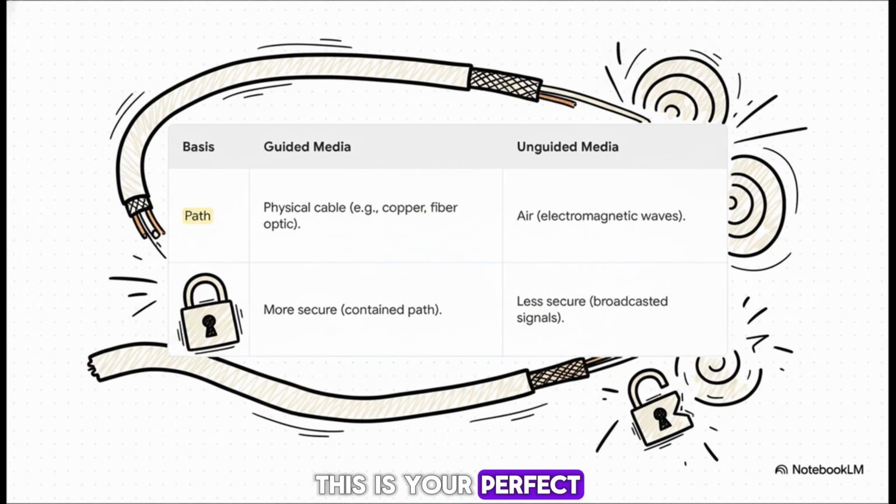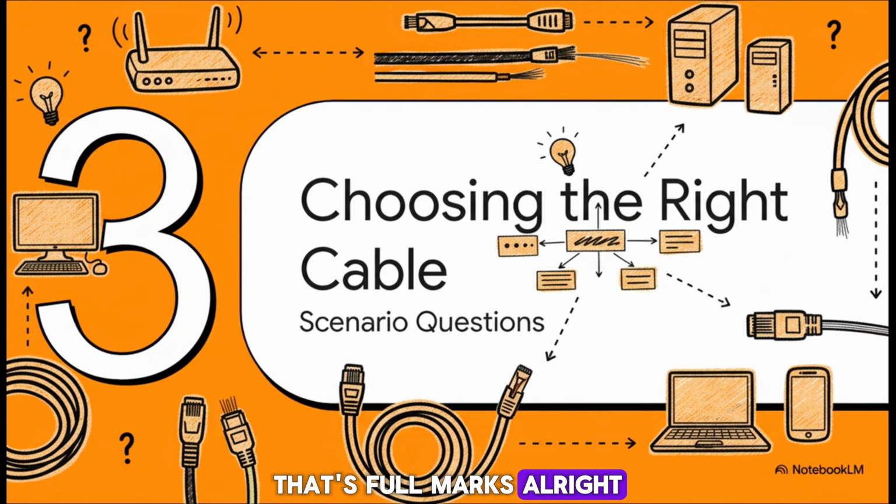Okay, and here it is. This is your perfect two-mark answer, laid out plain and simple. Point 1, guided media uses a physical path, like a cable. Unguided uses waves through the air. Got it? Good. Point 2, guided is way more secure because that path is physically contained. Unguided, not so much, because the signals are just broadcast out there. Write those 2 points down and bam, that's full marks. All right, let's move on.